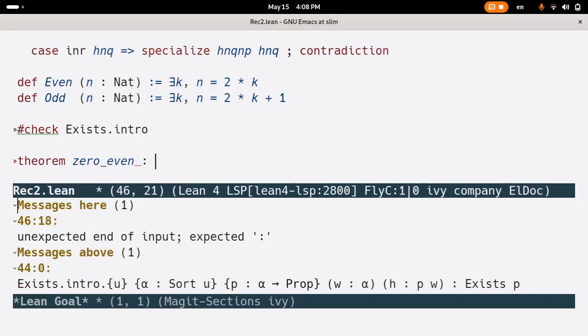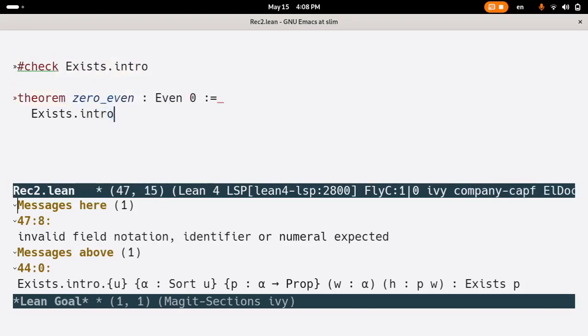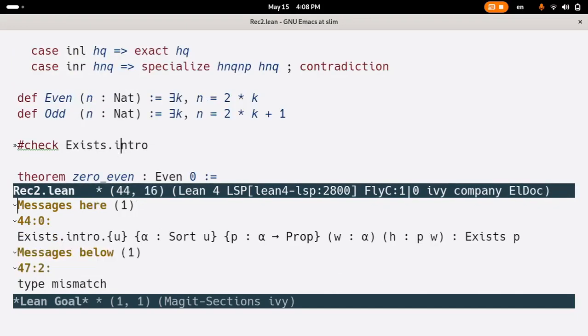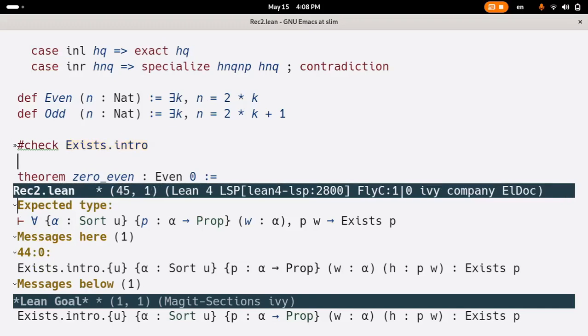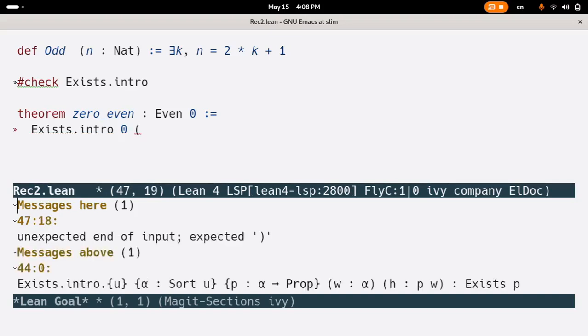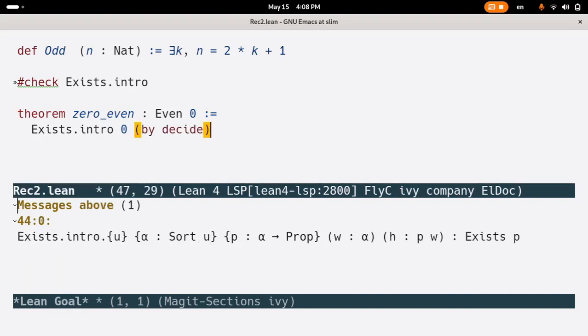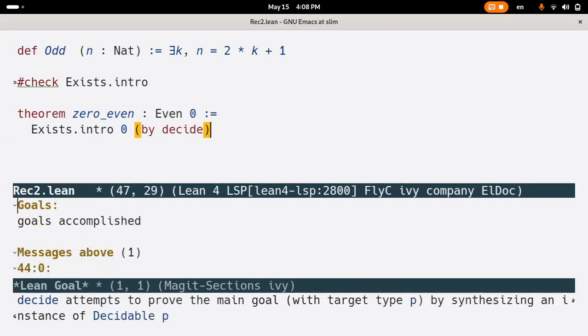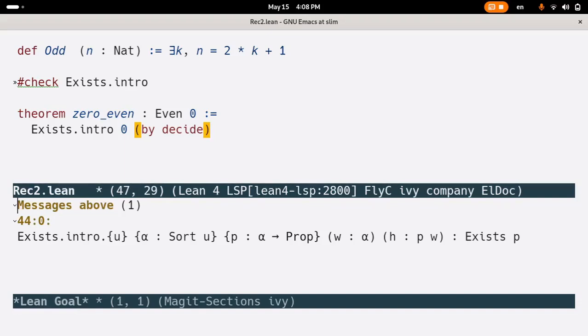Let's say we want to prove 0 is an even number, which we write as even 0. We use exists.intro, and we have to supply a witness that will satisfy k, and the equation 0 is equal to 2 times k. So to prove 0 equal to 2 times 0, we can use simple computation, and we can tell this to Lean by entering tactic mode and using the tactic decide.